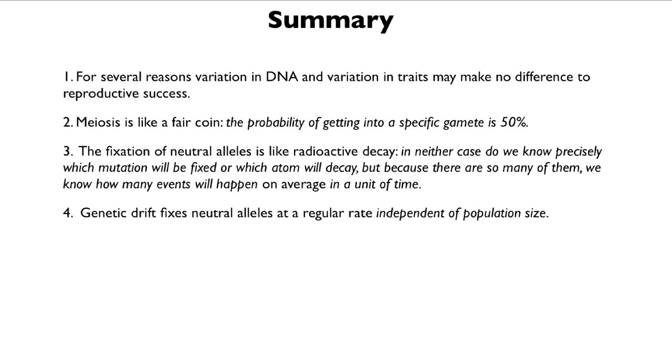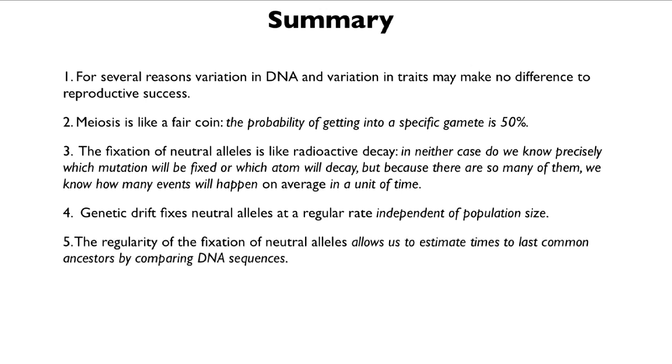Genetic drift fixes neutral alleles at a regular rate that is independent of population size, which means that over the long course of evolutionary history, it provides a very, very regular accumulation of change. And that regularity allows us to estimate times to last common ancestor. So the bigger the difference between DNA sequences, the longer it's been since those two organisms shared a common ancestor.